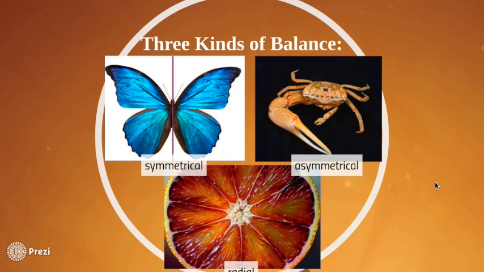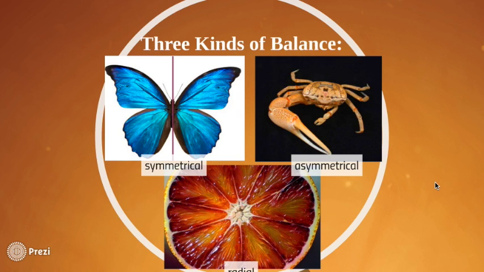Symmetrical balance means this: if you take a vertical line and run it down your work of art, or even in nature, as you see with this butterfly, whatever appears on one side of that line of symmetry also appears on the other side, and it would be exactly the same or symmetrical.